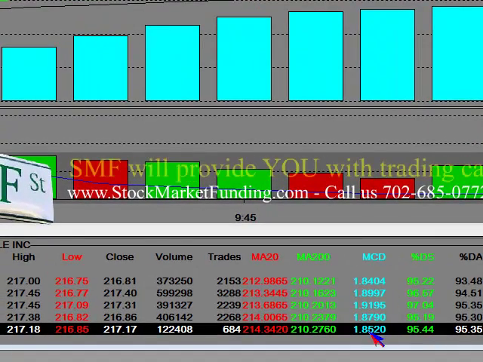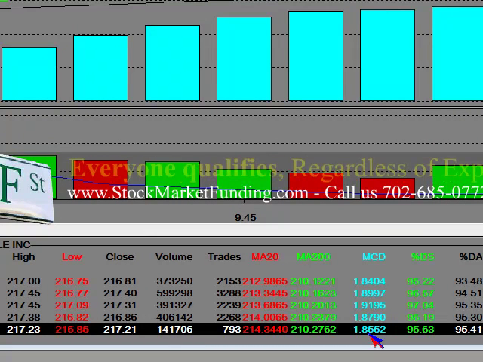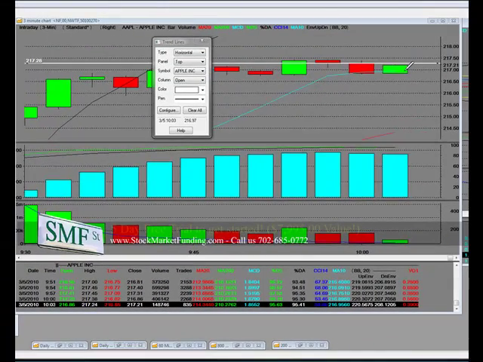So the MACD has to go down. 1.91 was the peak. It's at 1.85. This here peaked at 97. And remember, the crowd is chasing the stock. But later on, when I redo the tape, you'll see what I'm talking about.